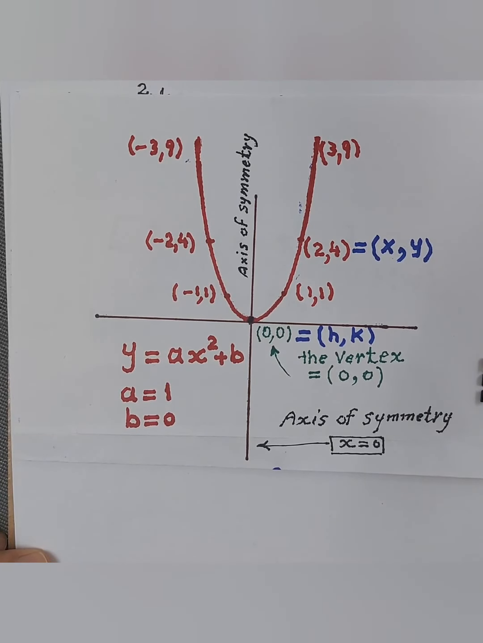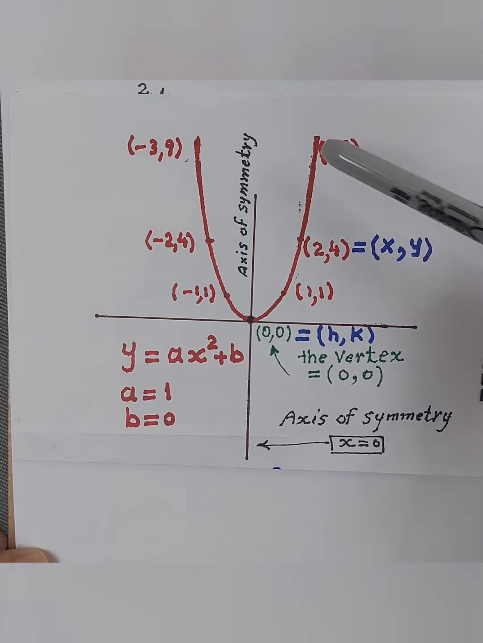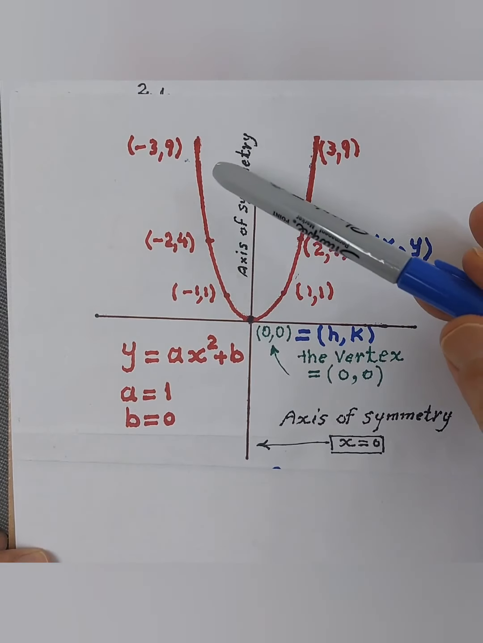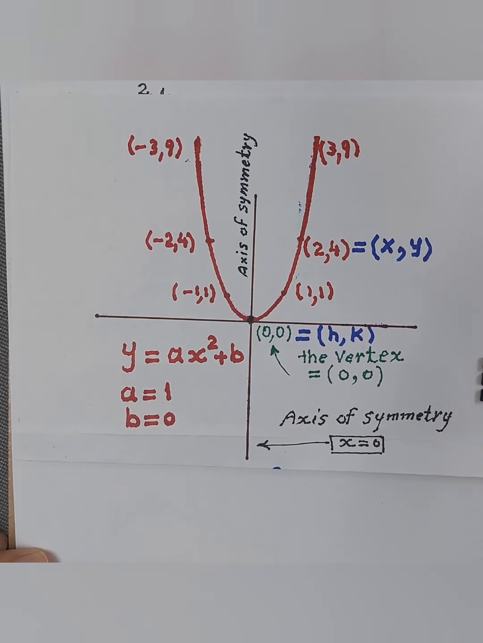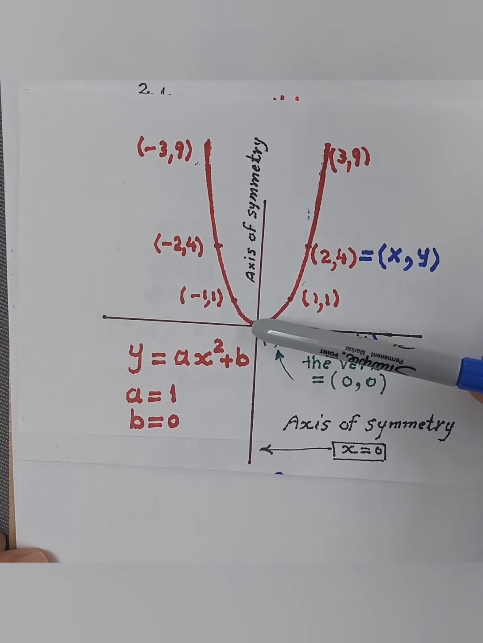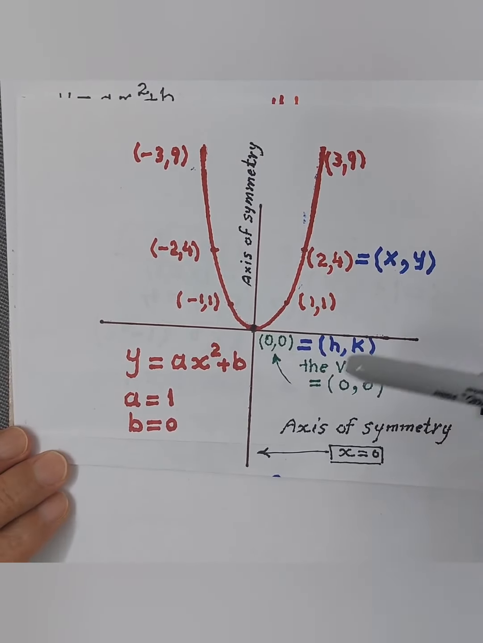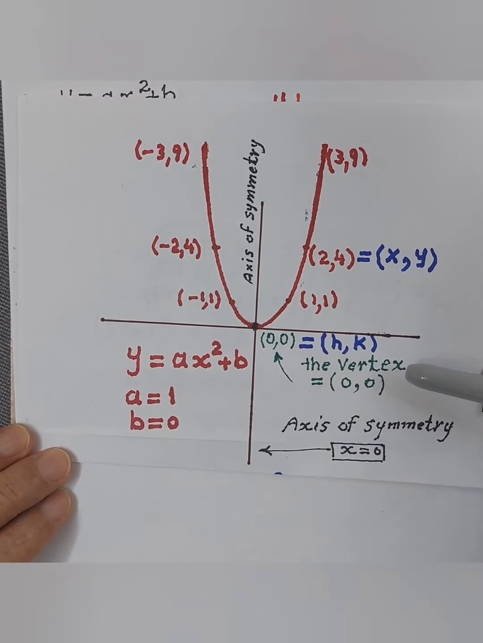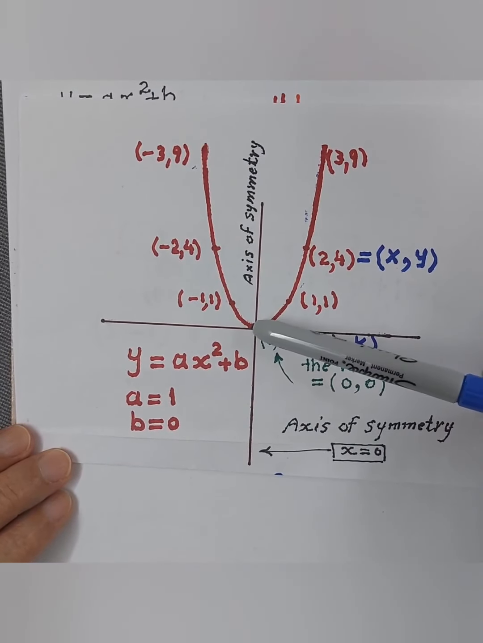As you see here, we have this graph which is named parabola graph. This graph is the simplest form of parabola. Before we start to talk about the general form, we need to know some elements like this point, which is named the vertex point, the vertex. Its coordinate here, 0, 0.